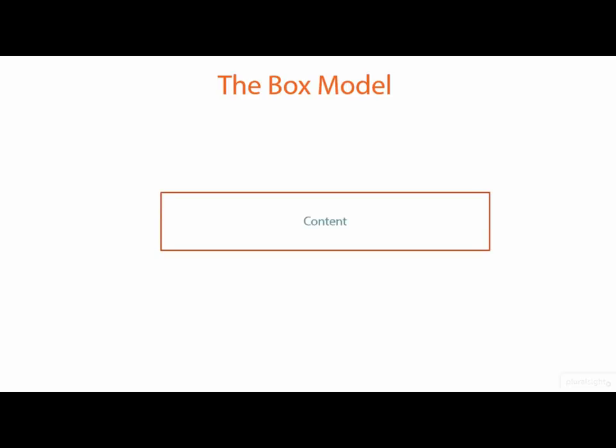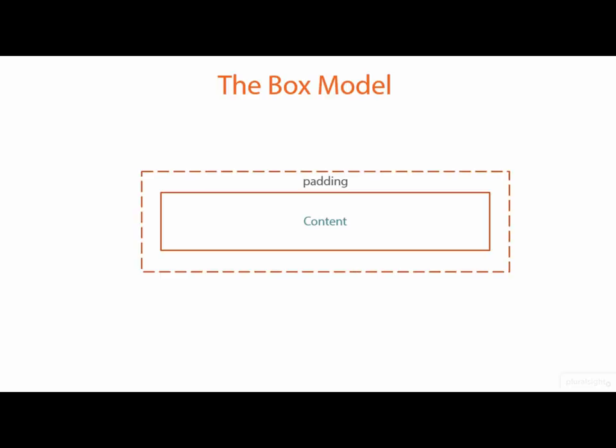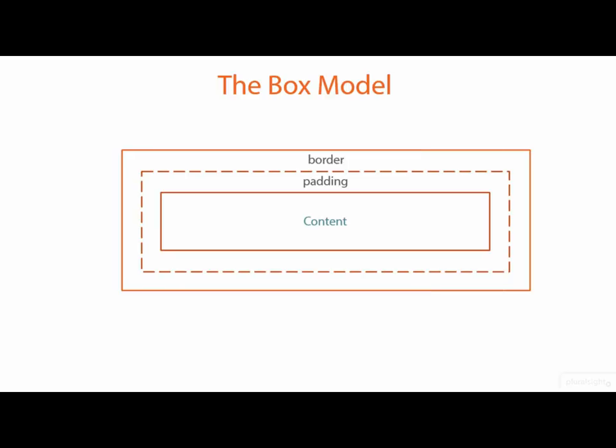This could be the text inside of a paragraph tag. This could be the input box. It could be any sort of content in HTML. Outside of that, there's a section called padding. This is the room around the content that the content wants to give it some space between it and the next level of content. Around the padding is a border, an optional border, but a border.